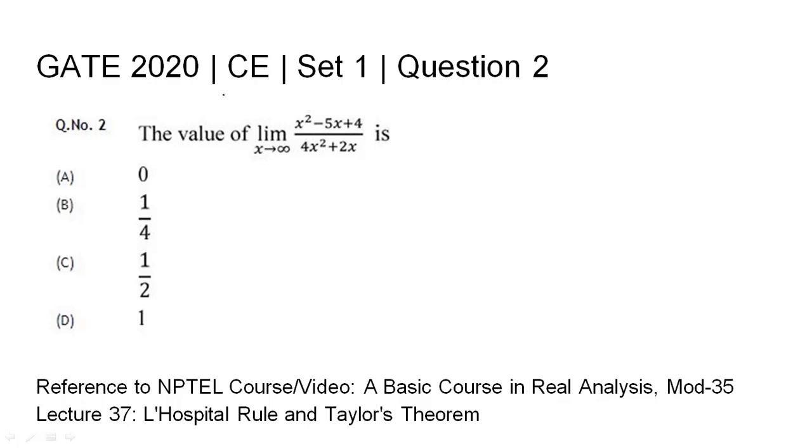GATE 2020 Civil Engineering Set 1 Question 2. The value of limit x tending to infinity of (x square minus 5x plus 4) divided by (4x square plus 2x) is. The given options are 0, 1 by 4, 1 by 2 and 1. The relevant NPTEL reference has been listed.